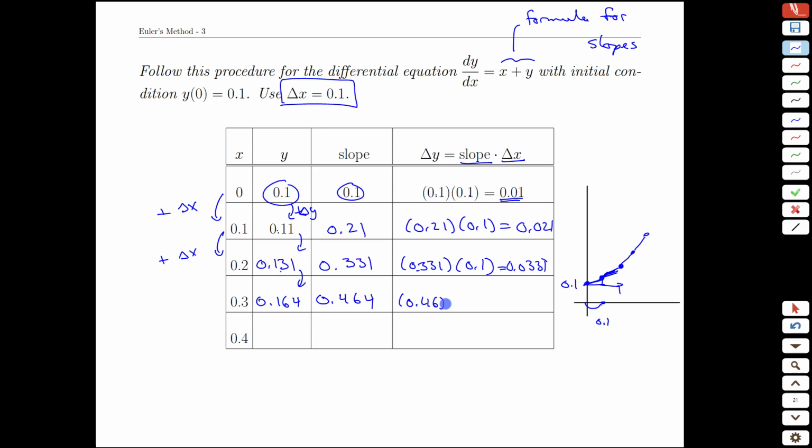We take our slope times delta x, and our delta x is consistently 0.1. We're always taking that same step to the right, 0.0464. We add that to what we have here, and we end up with 0.210, cutting it off a little bit. Our new slope is 0.610, and so on. What we do with that is we get a prediction of our position at different x values, filling out the graph here with straight line segments.